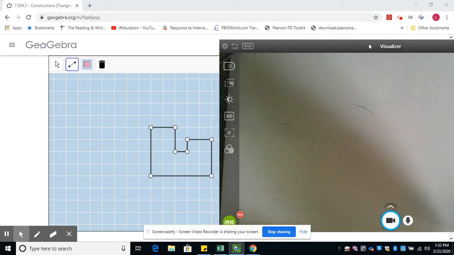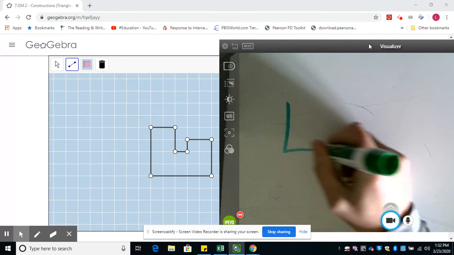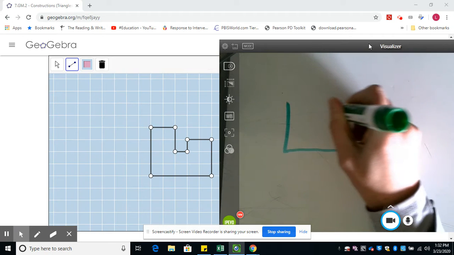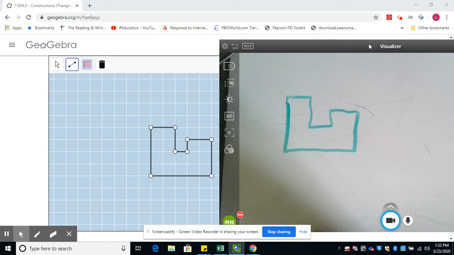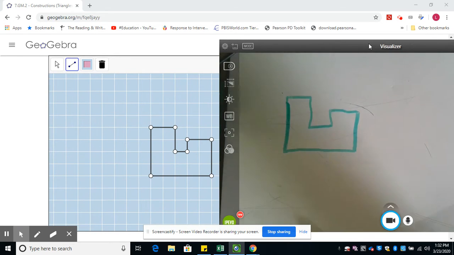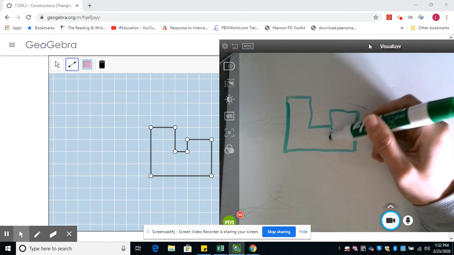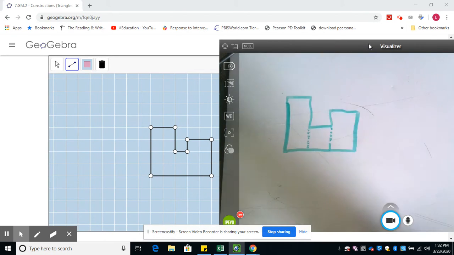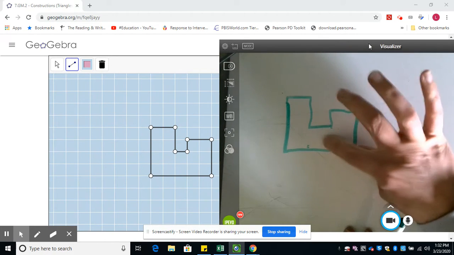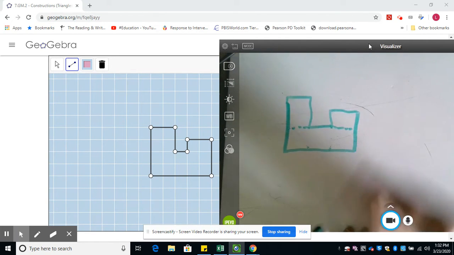So go ahead and grab a piece of paper and I'm going to draw this shape. You go ahead and do that same thing. Okay, so think about where you can divide that larger shape into smaller rectangles. I'm going to go ahead and divide mine right here. Okay, we could have divided it here, right? Whatever you do is fine.